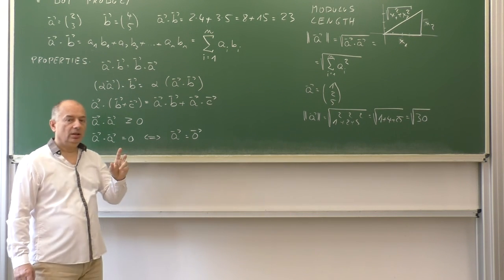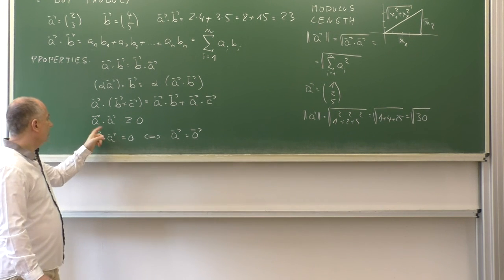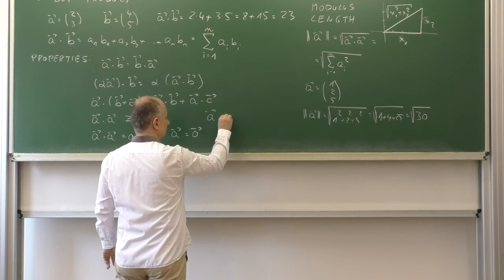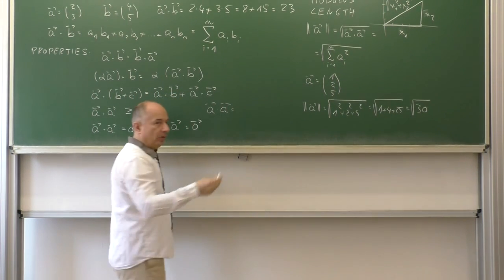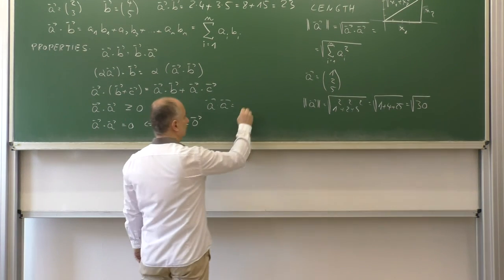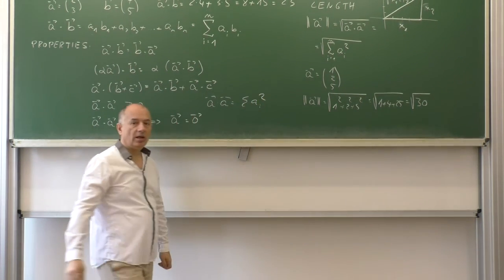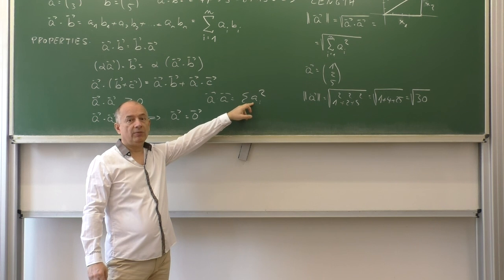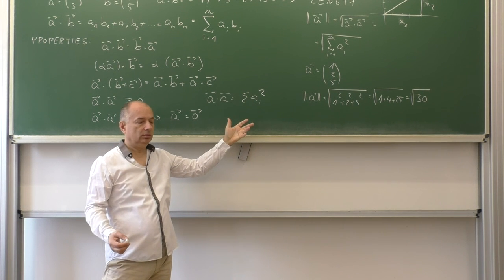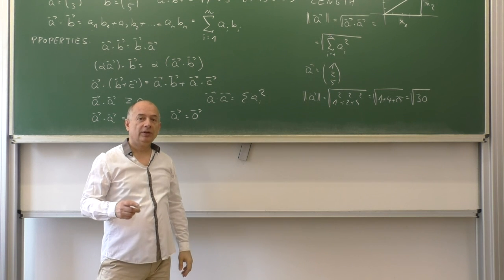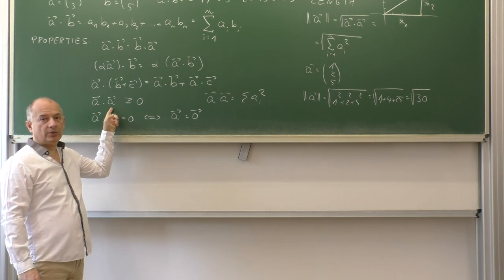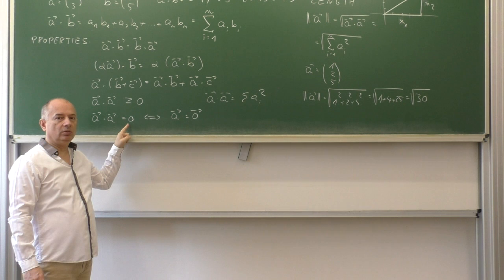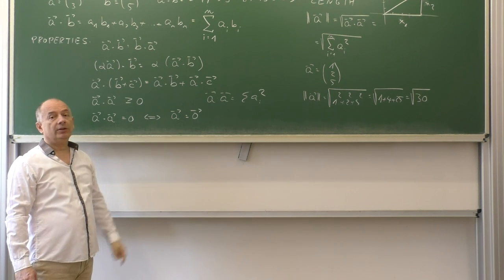Also, we can consider the scalar product of a vector with itself, A dot A. And then we get A1 times A1 plus A2 times A2. That means sum of squares of the components. And because for any real A1, the square is never negative, it is non-negative. And the sum of non-negative numbers is a non-negative number. So the scalar product of the vector with itself is definitely greater than or equal to 0. It may be equal to 0 in one single situation, when the vector itself is completely 0.